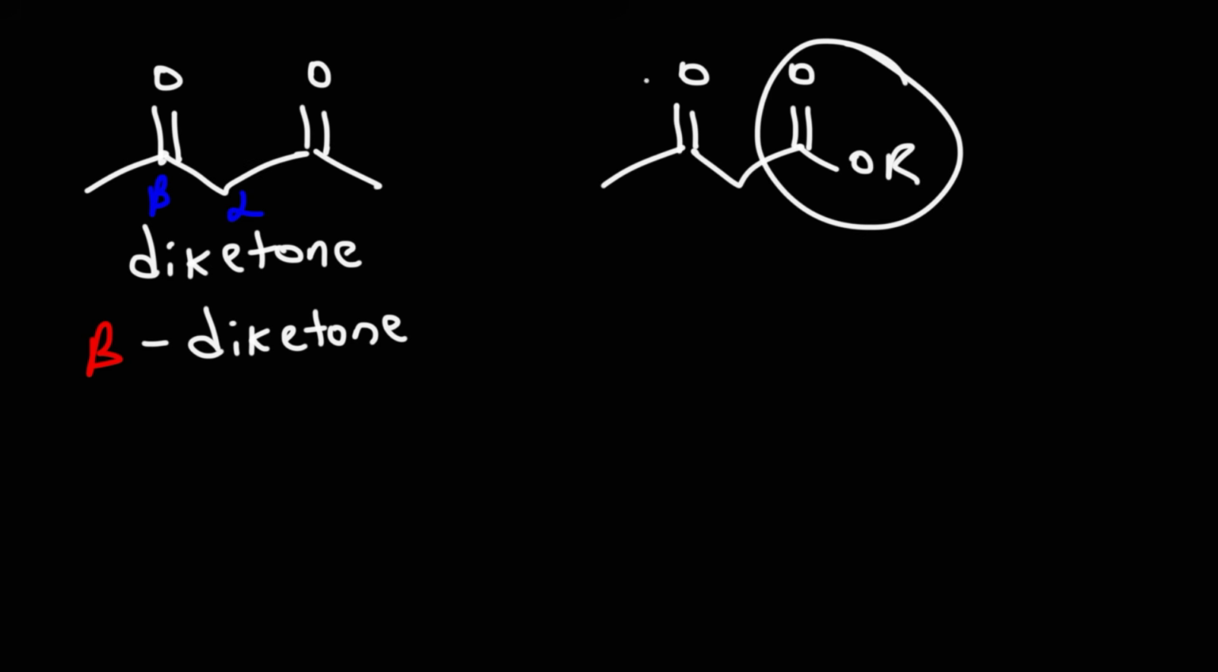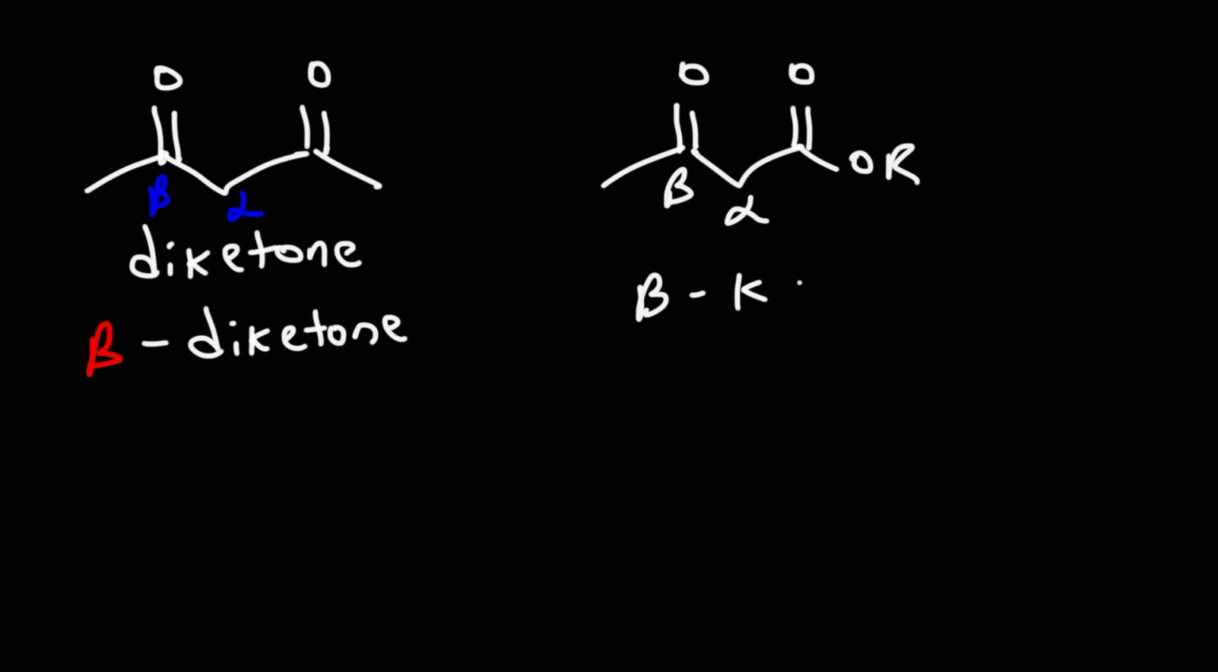Now, the ester has more priority than the ketone. So relative to the ester, the ketone is on the beta carbon. So this is called a beta keto ester.